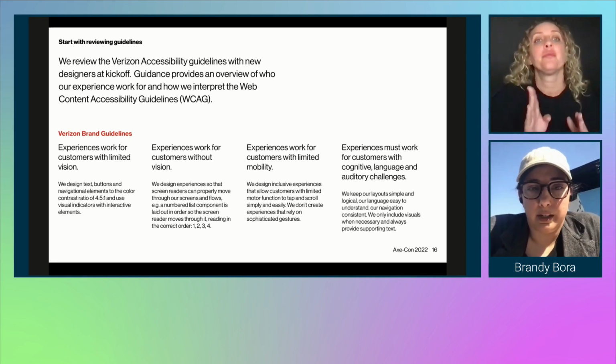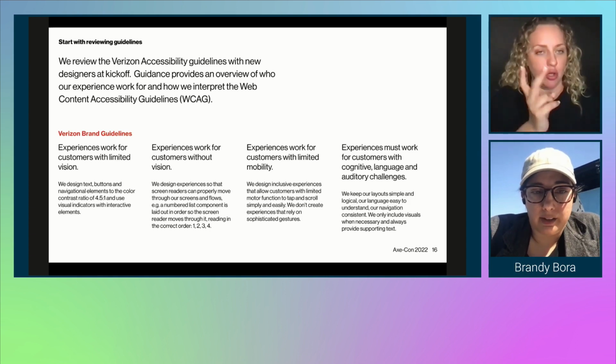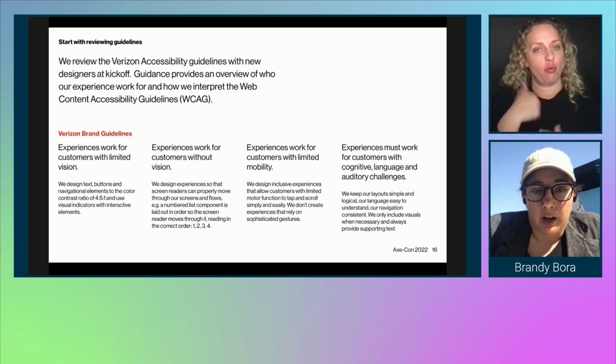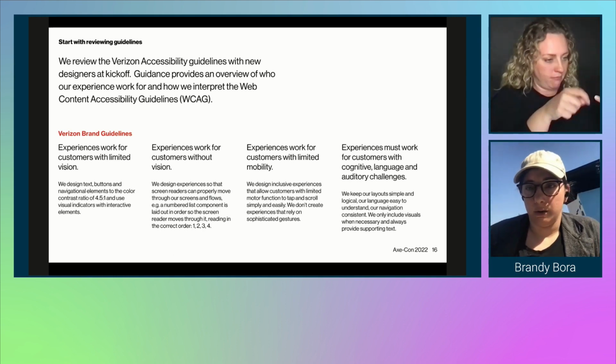Second pillar is experiences must work for users without vision. So we design experiences so that screen readers can properly move through our screens and flows. A numbered list component is laid out in order so that a screen reader moves through it, reading in the correct order, 1, 2, 3, 4, and so on.